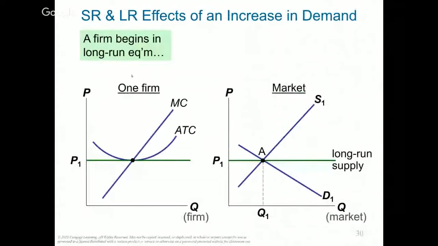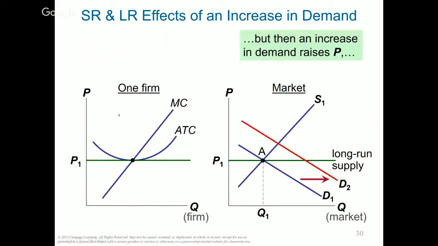Now, just suppose something happens. Suppose right now we start at this long run equilibrium, where marginal cost is equal to marginal revenue, and it's also equal to ATC. Therefore, there's no profit to be made. Everybody just breaks even. And then suppose something happens.